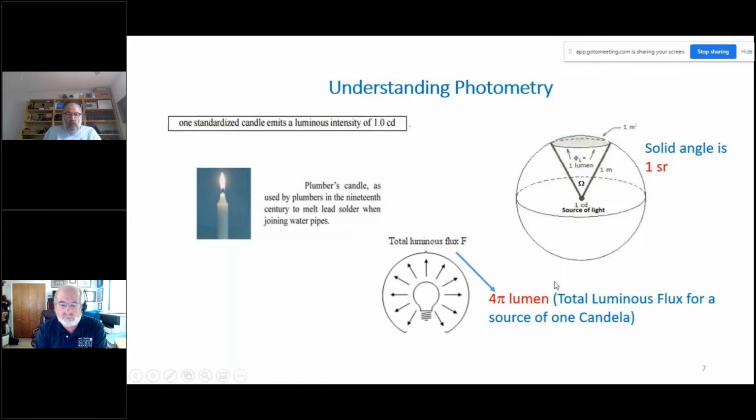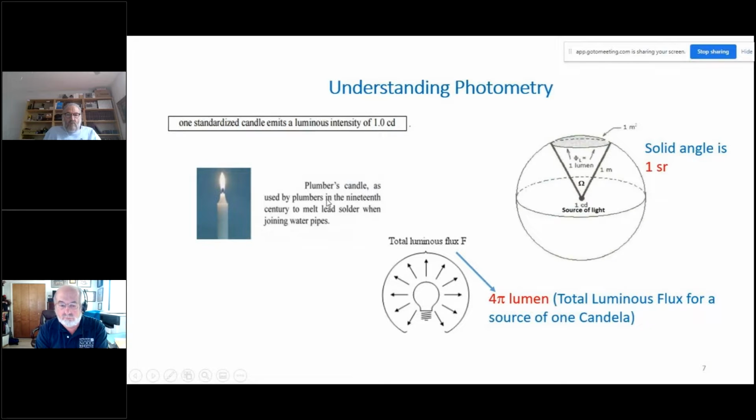Now here, again, looking at some of the photometric units. First of all, we look at the luminous intensity that has a unit of candela. And this candela actually comes from candle. It used to be a plumber's candle, and they used it for melting solder, lead solder, when they were joining water pipes. If you look at the intensity of this candle, it's roughly 1 candela.